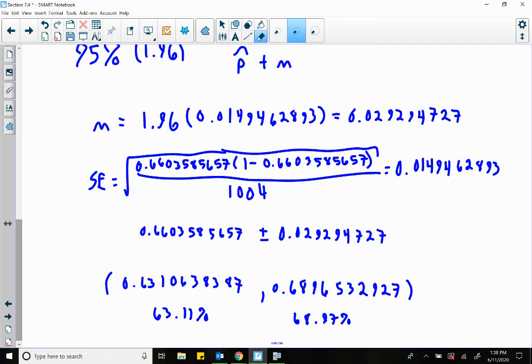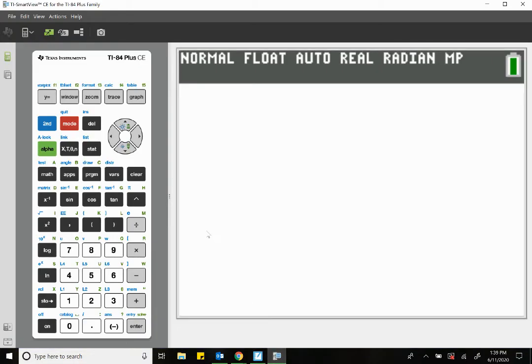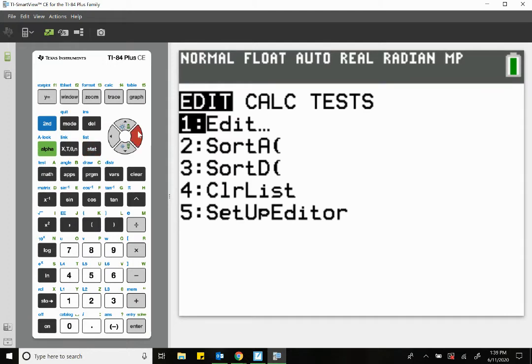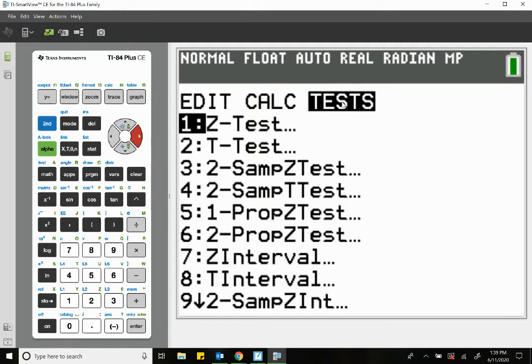Now let me show you how to do this using the calculator or using StatCrunch. I like StatCrunch, but that's just me. If you're going to do the calculator, you're going to go under stat, and scroll over to test. And you're going to go down to number 7. It's called the Z interval because you're working with Z scores. This works with the central limit theorem; remember how I said you can convert stuff to Z scores because you're working with the normal distribution. And so the Z interval is what you want.